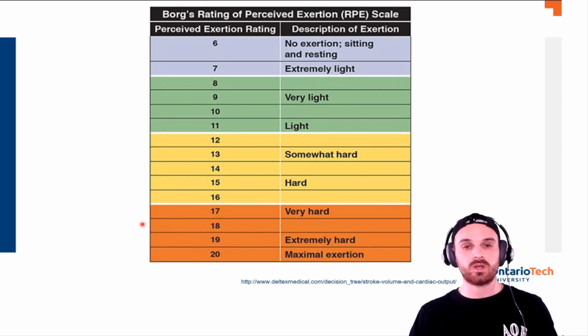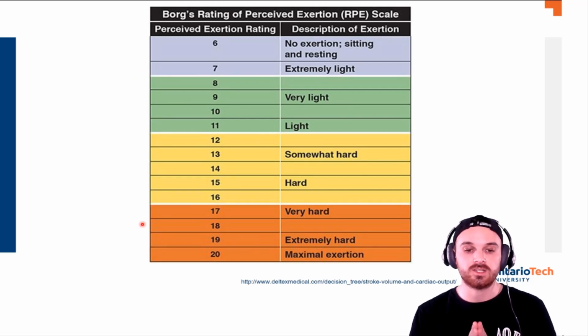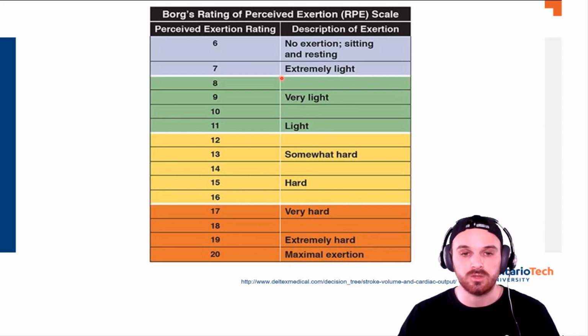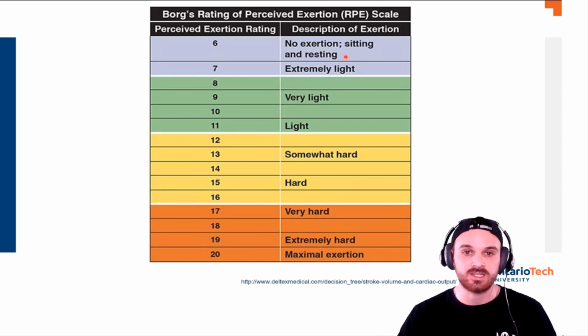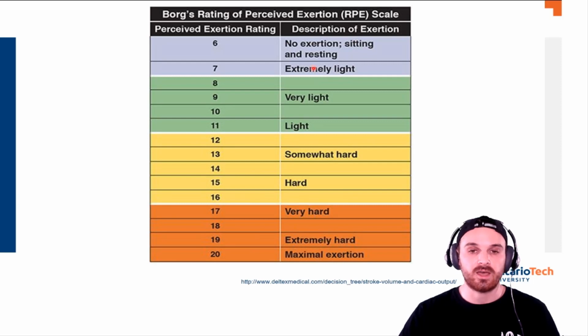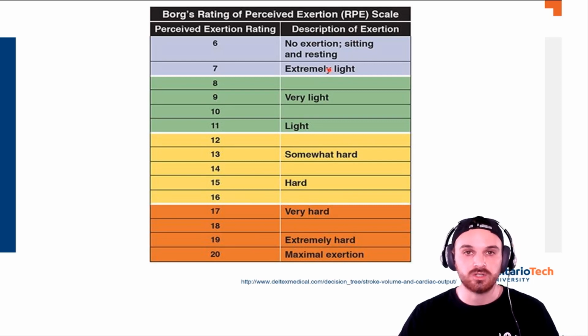So the first thing I wanted to go over is Borg's rating of perceived exertion scale here. It's rated on a scale of 6 to 20. And if you haven't had this described to you in lecture, this is very typical on what we use to gauge the participant's exertion level during an exercise test. So we typically orient them to the scale, make sure you show it to them before you start the test, making sure that they know that 6 is resting or no exercise, and then 20 is maximal exertion.